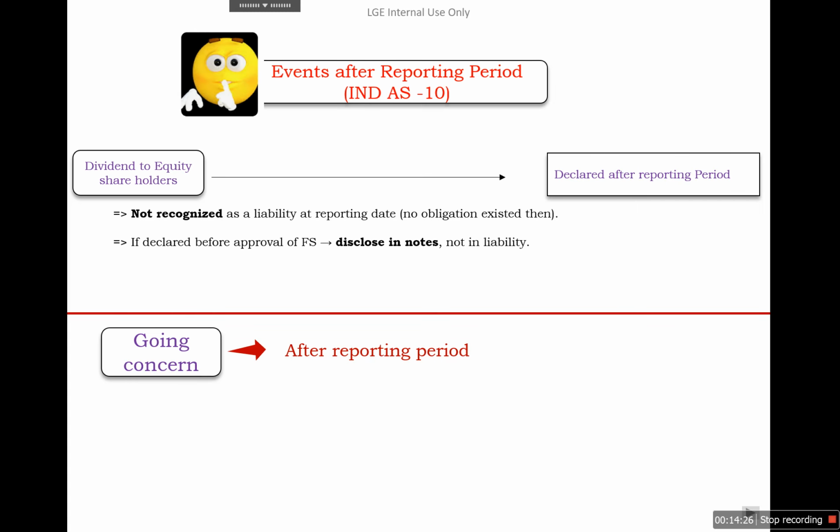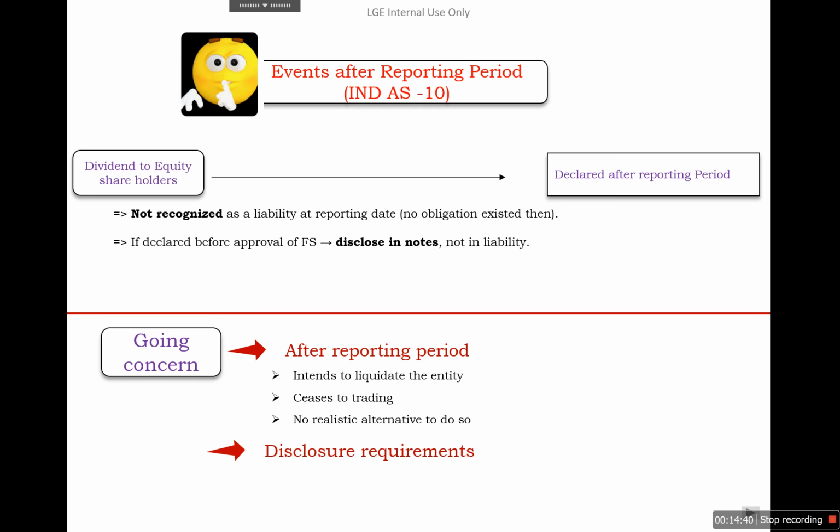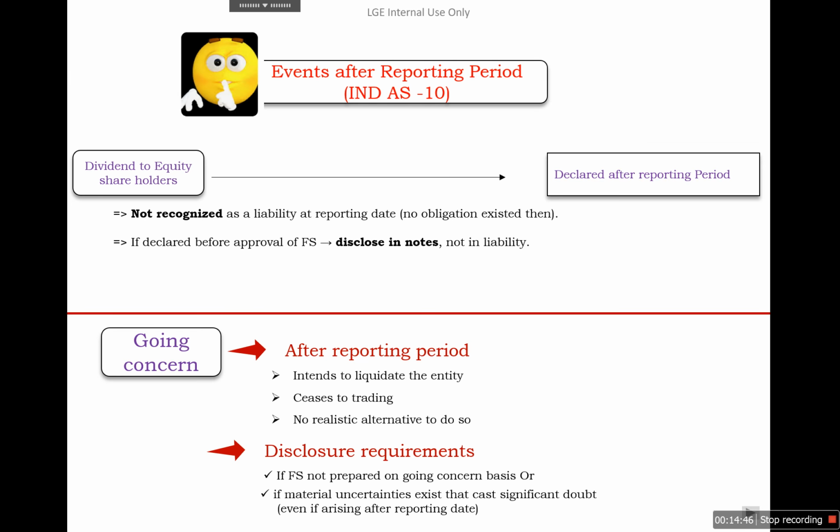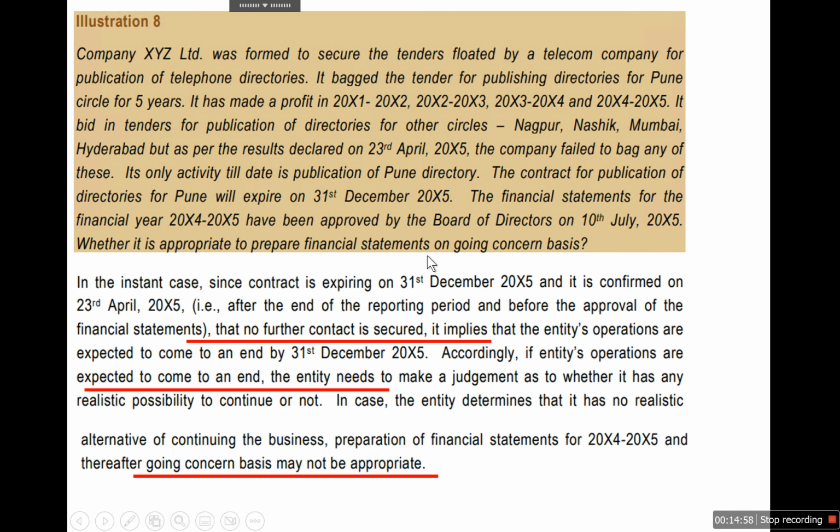Next is about the going concern. We need to check after the reporting period whether management intends to liquidate the entity or cease trading, or there is no realistic alternative but to do so. In this case, there are disclosure requirements if financial statements are not prepared on a going concern basis or if a material uncertainty exists that casts significant doubt about the going concern concept of the entity.